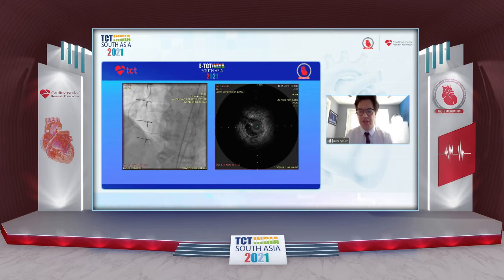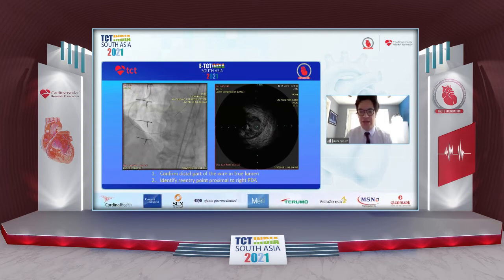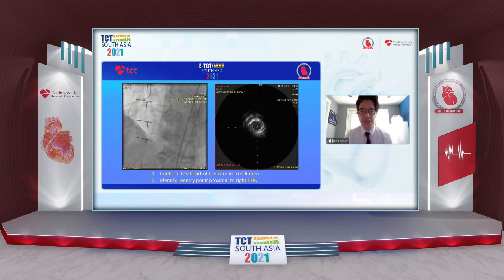But interestingly, the IVUS catheter showed that the wire distally was not only in the true lumen, but also that it had re-entered the true lumen prior to the takeoff of the PDA. So we didn't even need to resort to an investment procedure. We felt that we could safely stent into the distal RCA, avoid the bifurcation, and then get a good CTO PCI result. So the IVUS proved to be indispensable in this situation to give the patient an optimal CTO PCI.